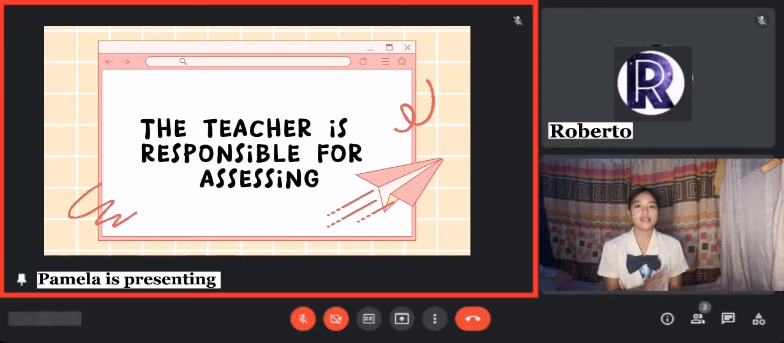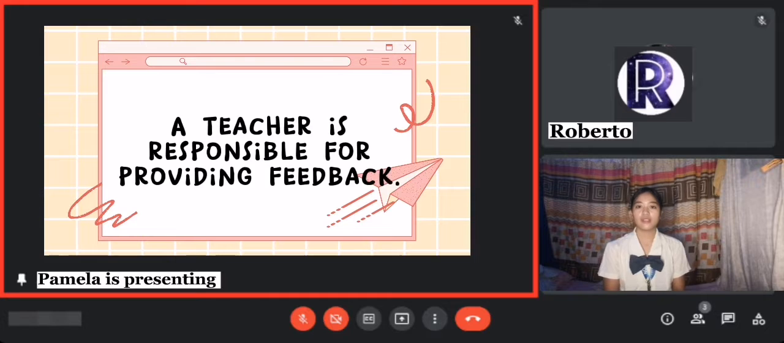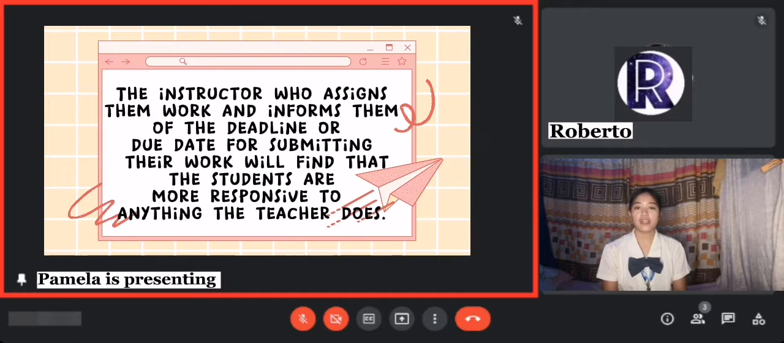From the word assessing, you will give an assessment to the students. So the teacher is more responsible for providing feedback. The instructor who assigns them work and informs them of the deadline or due date for submitting their work will find that the students are more responsive to anything the teacher does.